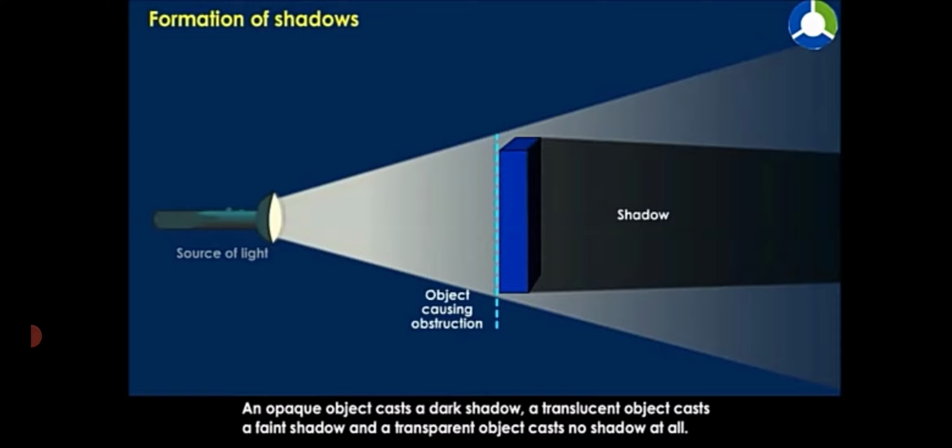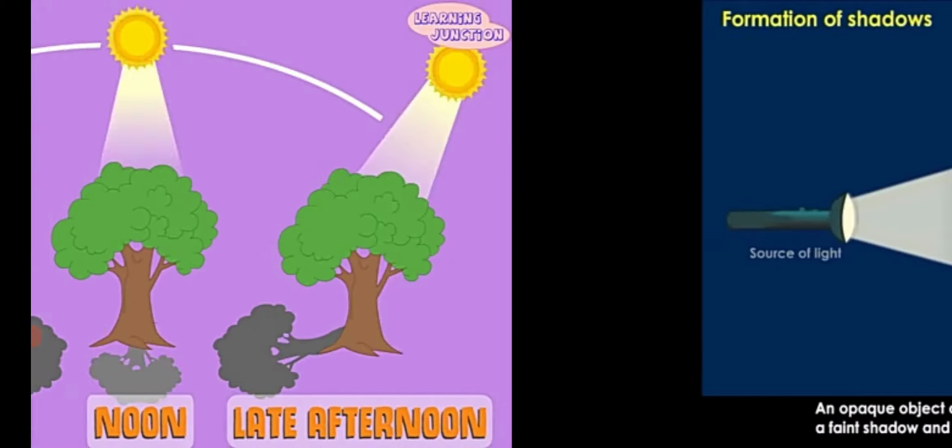A translucent object allows some of the light to pass through it, so it casts a faint shadow. But a transparent object completely passes the light through it, so it can't form any shadow. This is how shadows are formed.